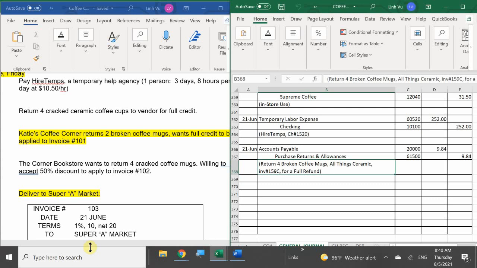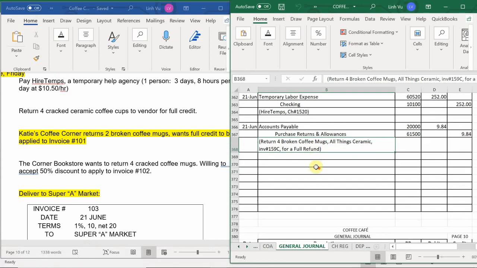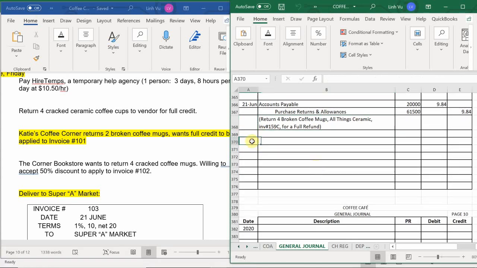So, Mr. Albert Allen is not really doing a good job. He already broke 2 coffee mugs, okay? So in this case, how would I need to journalize this? Katie's asking us for a full refund and wants it to be applied to her invoice number 101.